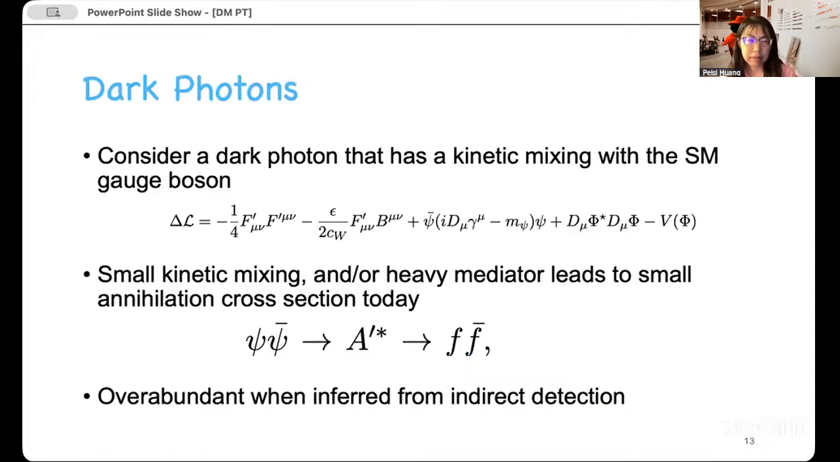So to discuss this scenario, we consider a dark photon model. We consider a dark photon that has a kinetic mixing with the standard model gauge boson. So we have this term right here. If we have very small kinetic mixing, or if we have a heavy mediator, then we expect the annihilation cross-section to be very small today. And then if we infer from the indirect detection naively, we would say the dark matter is overabundant.